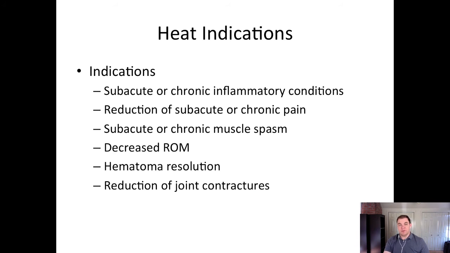Indications of heat, why we would use heat. Subacute or chronic inflammatory conditions. So they're having chronic pain, or inflammatory conditions, sorry. Reduction of subacute or chronic pain. Subacute or chronic muscle spasm. They have decreased range of motion. Hematoma resolution. Collection of blood, right? Resolution. You get hit by a pitch.